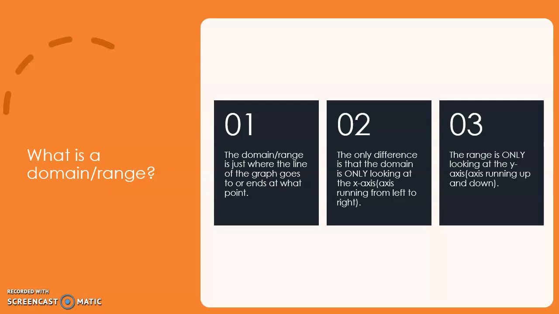So the difference between the domain and the range is that the domain is only looking at the x-axis, which means when y is 0, the line running from left to right, that will be our domain. The range is vice versa. When x is 0, it is the line running up and down, and that is our range. Just remember, the x-axis is the domain and the y-axis is the range.